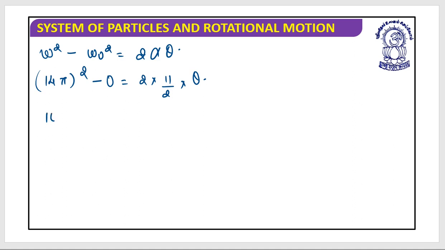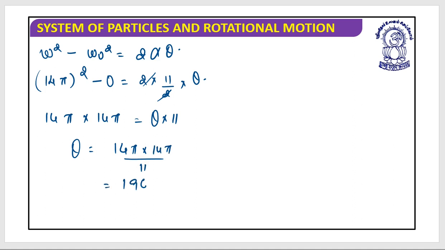So 14 pi into 14 pi equals 2 into 11 by 2 into theta. The 2s cancel, and theta equals 11 times theta, so theta equals 14 pi multiplied by 14 pi divided by 11. This is 196 pi square divided by 11 radian. I hope this is clear.